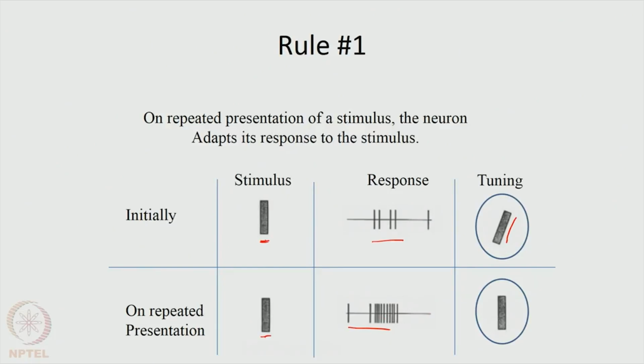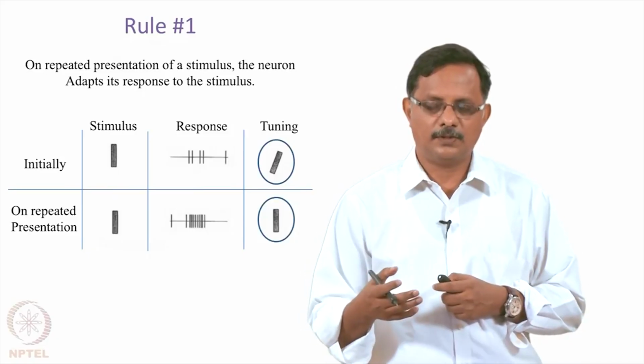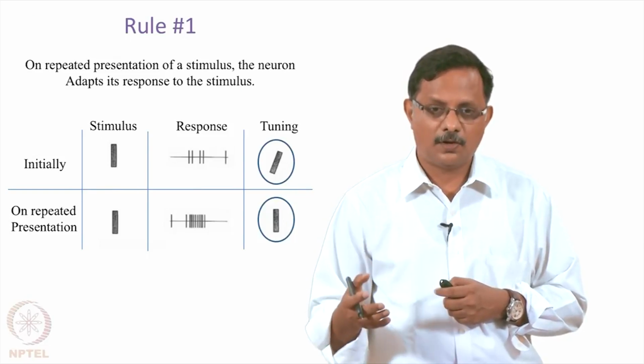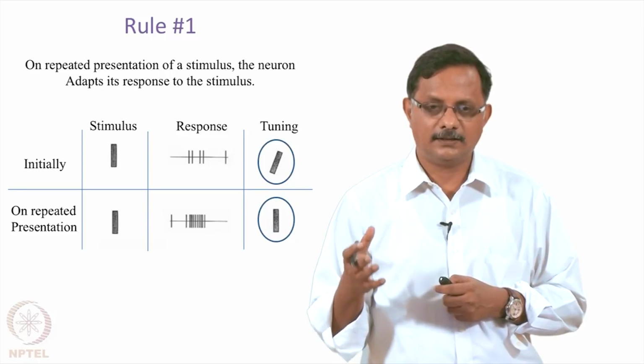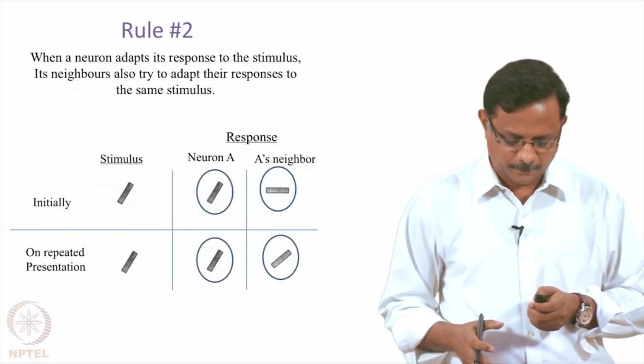That means, at the end of that, the tuning of the neuron changes from its original angle. This looks something like 70 or 80 degrees. From this angle, the orientation will probably change very close to the orientation of the stimulus, which is 90 degrees. So, the tuning also changes to approximately 90 degrees. So, on repeated presentation of a stimulus to a given neuron, the response of the neuron is likely to change in a way that the neuron gets tuned to the stimulus.